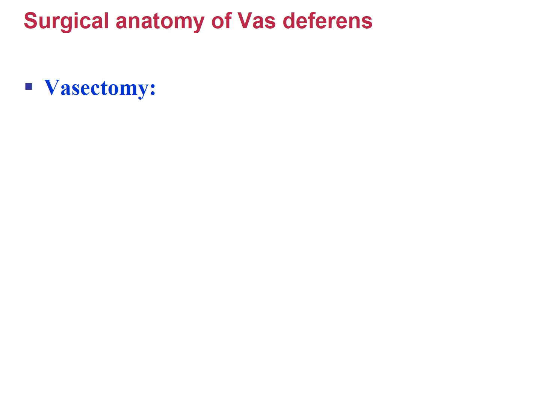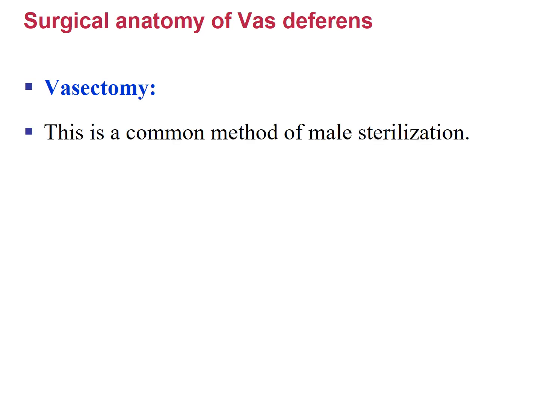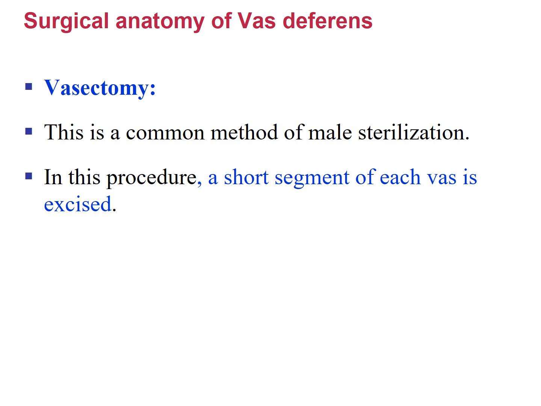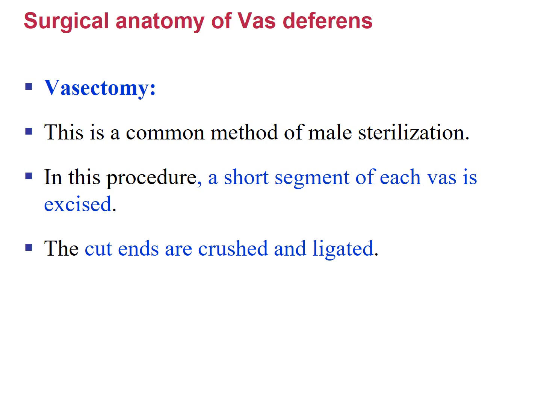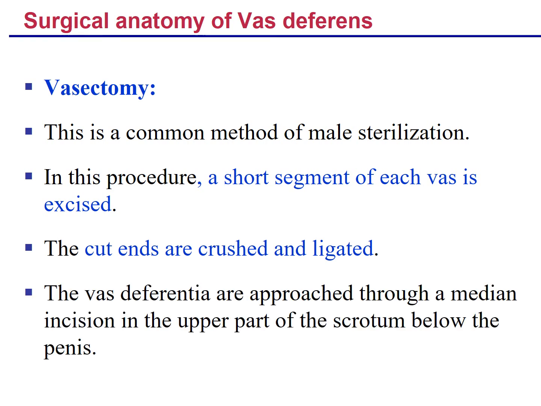Surgical anatomy of vas deferens. Vasectomy. This is a common method of male sterilization where a short segment of each vas is excised or cut. The cut ends are crushed and ligated. The vas deferentia are approached through a median incision in the upper part of the scrotum below the penis.